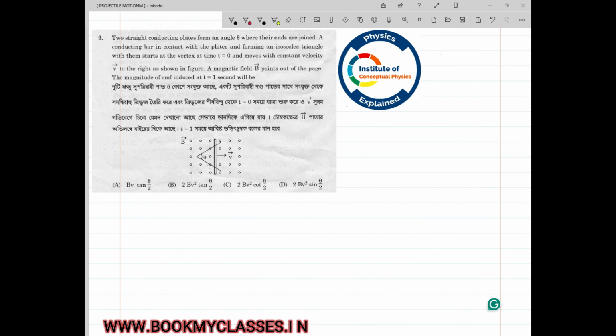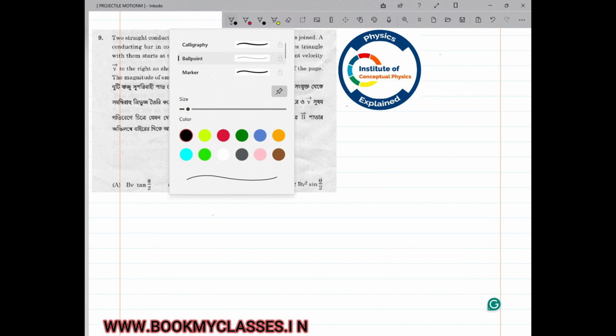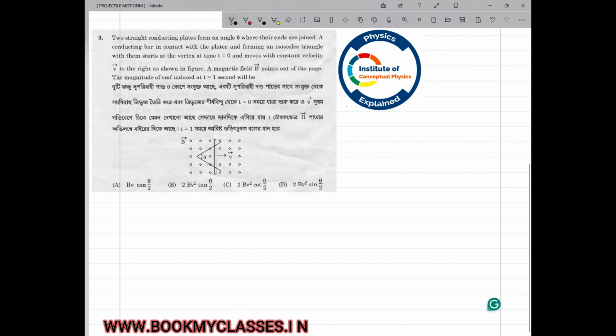Today's topic is the electromagnetic induction numerical. Let's read the question first and see how to solve this. So you have two straight conducting plates forming an angle theta where their ends are joined. I think these are the plates being referred to. The angle between them is this.